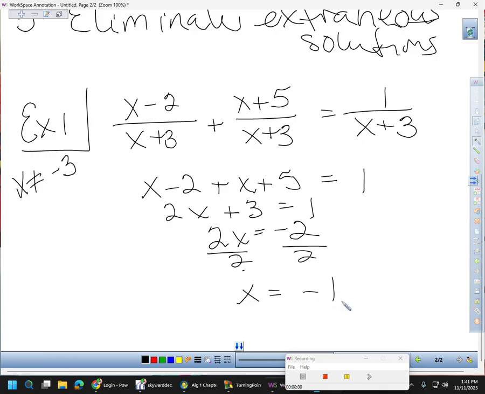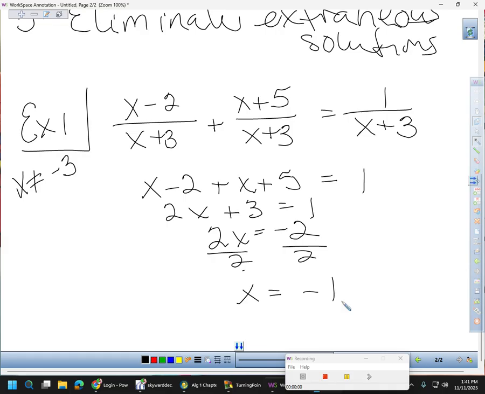Then you have to check and see, is this one of your extraneous solutions? If not, then you're good to go. That's it. They're all going to be the same, so we're doing even, 2 through 18 to begin with.